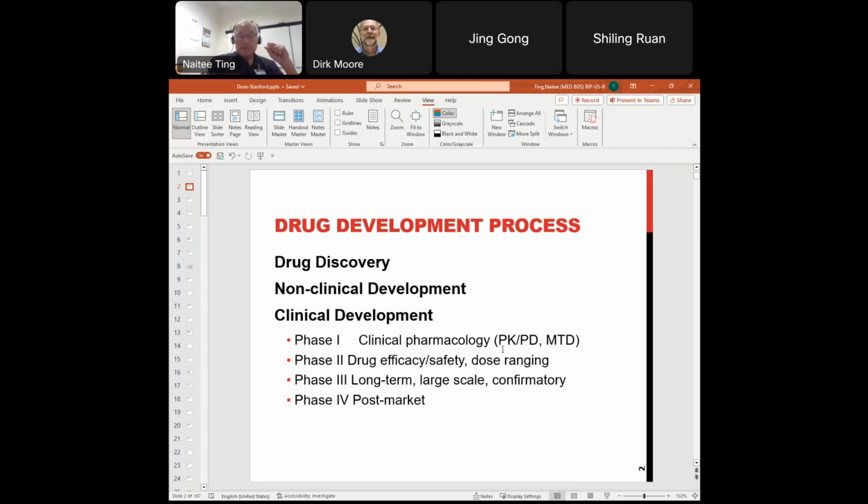So what's PKPD? Pharmacokinetics and pharmacodynamics. Pharmacokinetics is what the human body does to the drug, and pharmacodynamics is what the drug does to the human body. Of course, when we develop a drug we want to achieve the PD effect, but before we study PD, we need to know the PK. What does the body do to the drug? Okay, and then you escalate up to MTD.